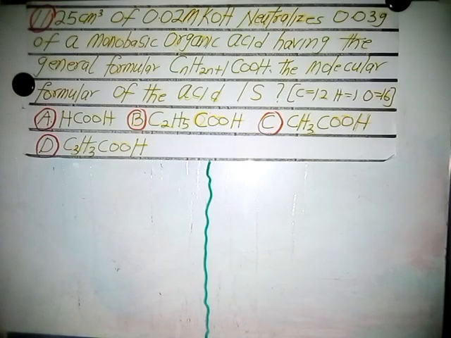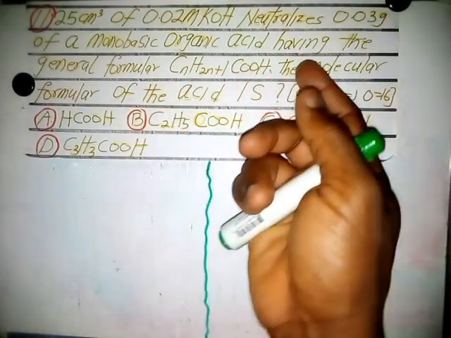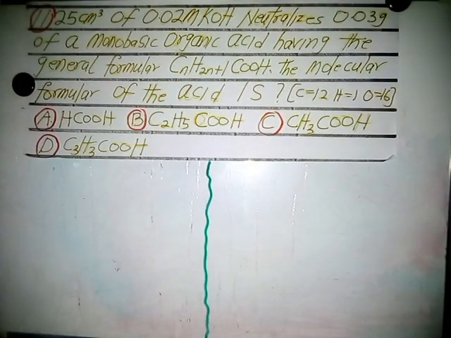Okay. 25 cm cube of 0.02 molar KOH neutralizes 0.03 gram of a monobasic organic acid having the general formula CnH2n+1COOH. The molecular formula of the acid is... In this kind of question, the first thing we have to do is calculate the molecular mass.